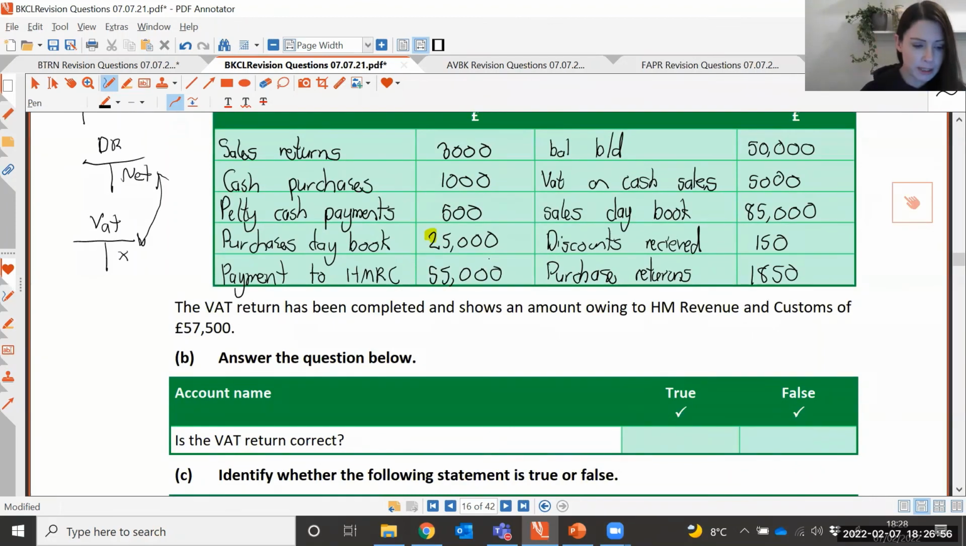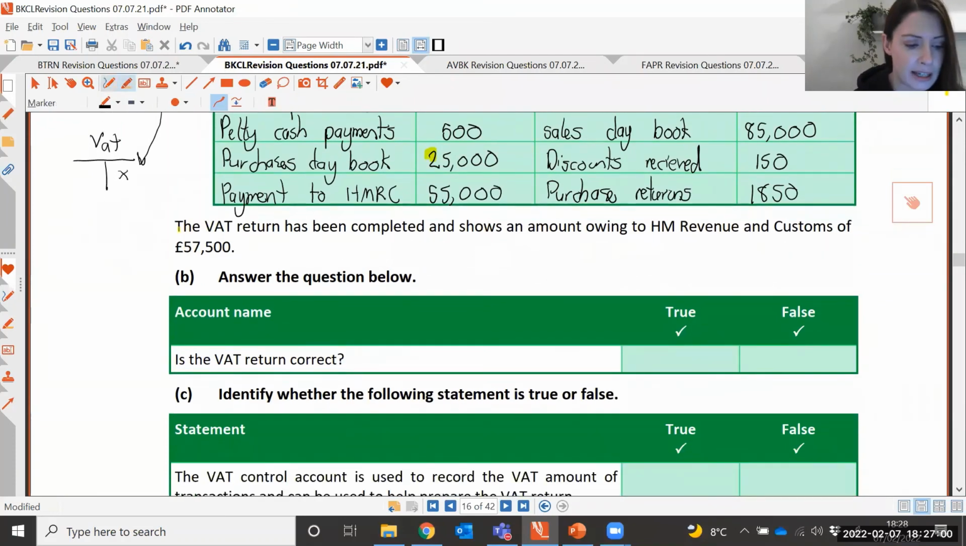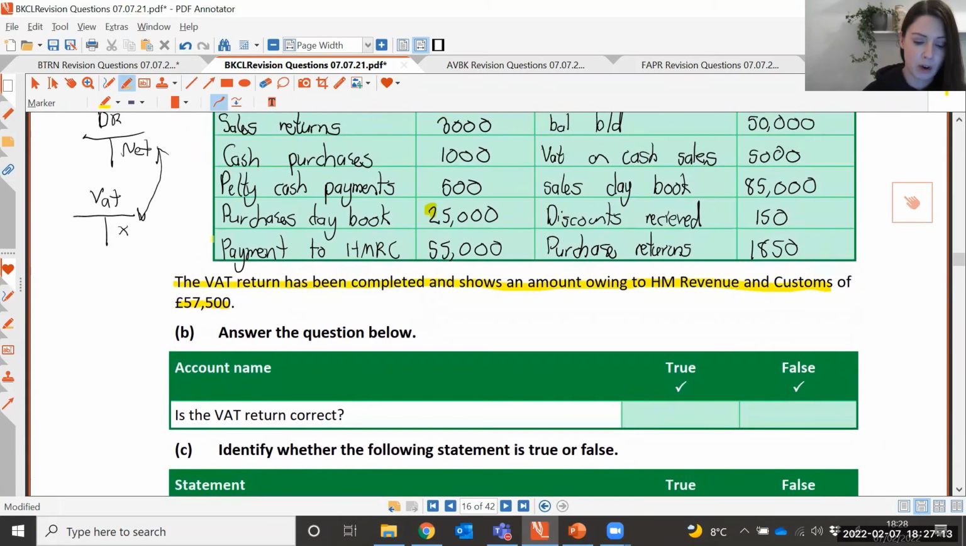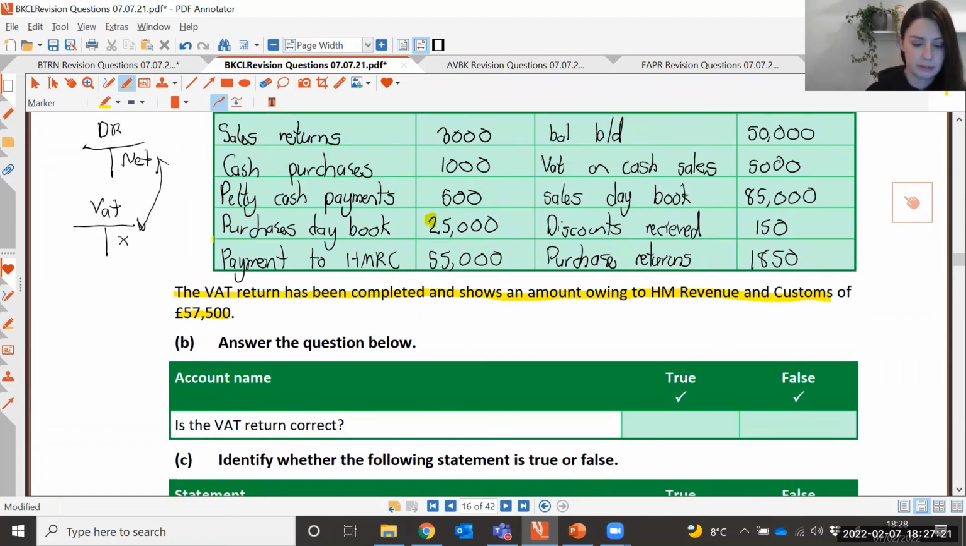Okay, so we've done the first part. And then for the second part, it says the VAT return has been completed and shows an amount owing to HMRC of £57,500. So is the VAT control account correct? Yeah, it's correct. So how do we know that it's correct? What did you do to know that?